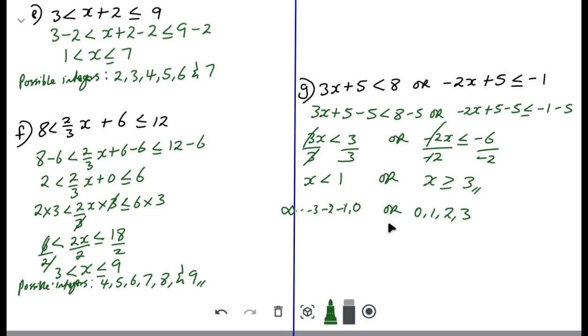And we can as well combine our solution. And we say to infinity minus 3, minus 2, minus 1, 0, 1, 2, and 3. So this will be the possible value of the solution here.